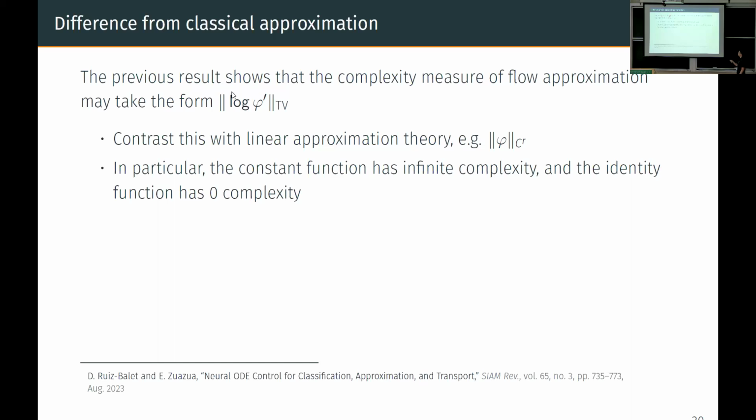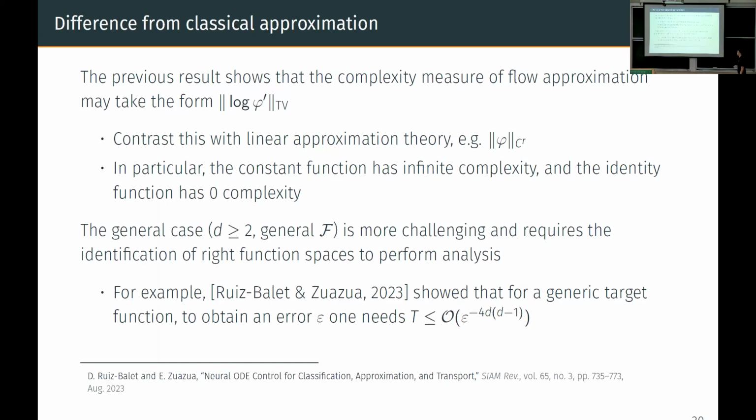I should also remark that we have also recently shown that this rate is optimal, in the sense that if you compute the optimal control of this network, it's also of this complexity. That means that this is the right measure of what functions are easy to approximate. But for general cases, it's much more challenging.